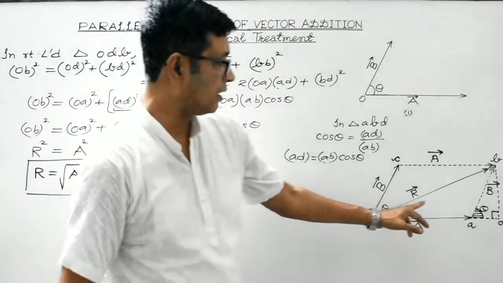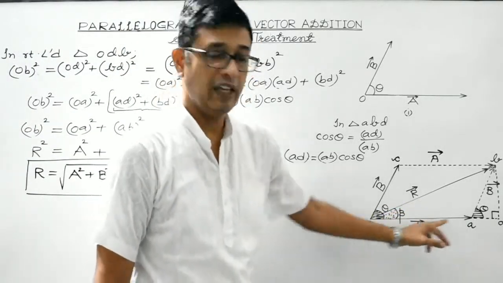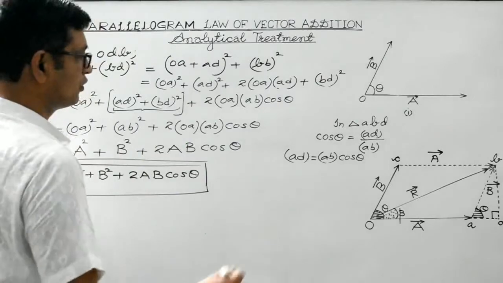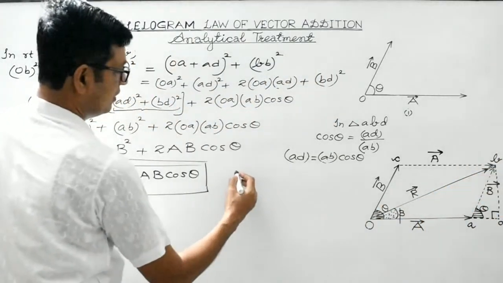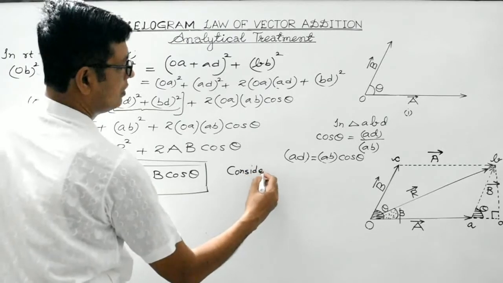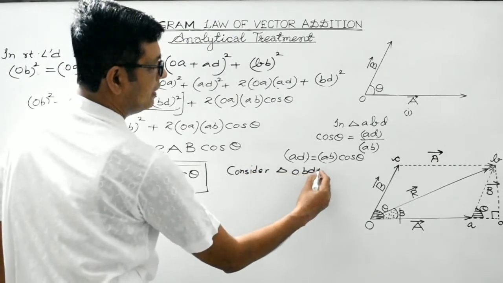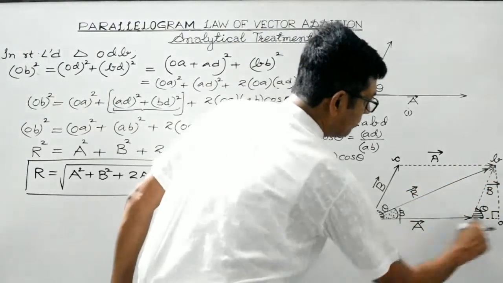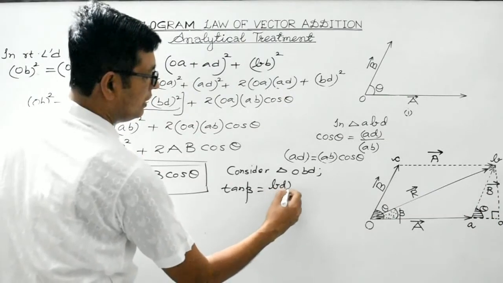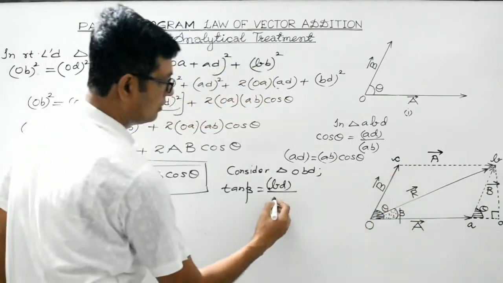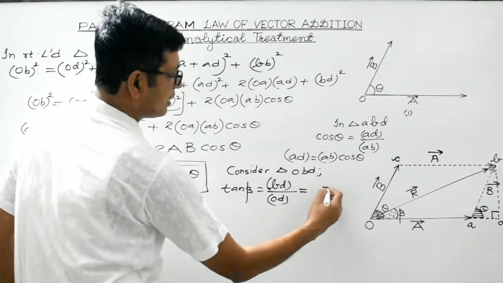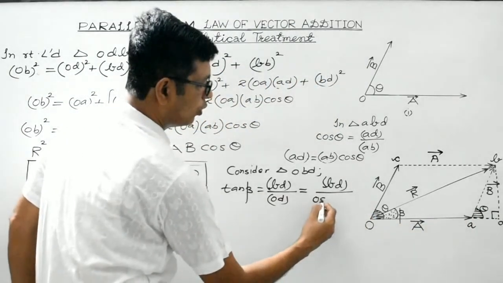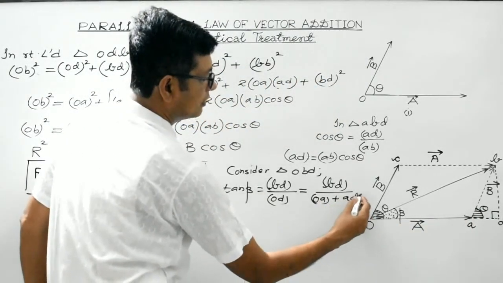Now students, look, here resultant R makes an angle of beta with A vector. So beta gives the direction of the resultant. So let's find the direction of the resultant. For that, what to do is consider this big triangle. Consider triangle OBD and consider tan beta. Tan beta is equal to perpendicular by base, that is BD divided by base, OD. Now it can further be written as BD over OD, it may be written as OA plus AD.